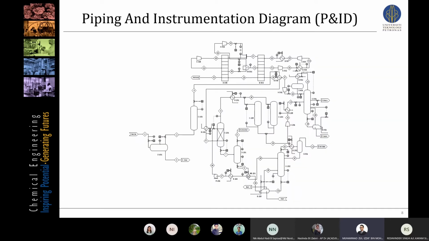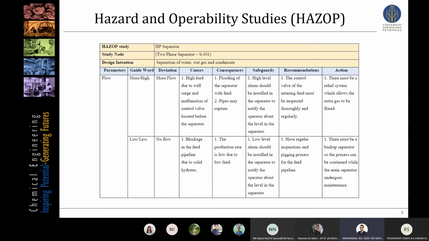And this is our P&ID diagram. I pass to the next person, Jasmine.